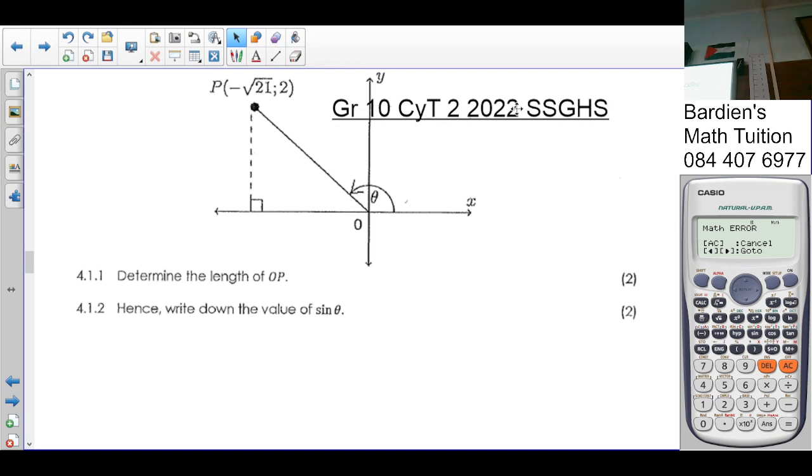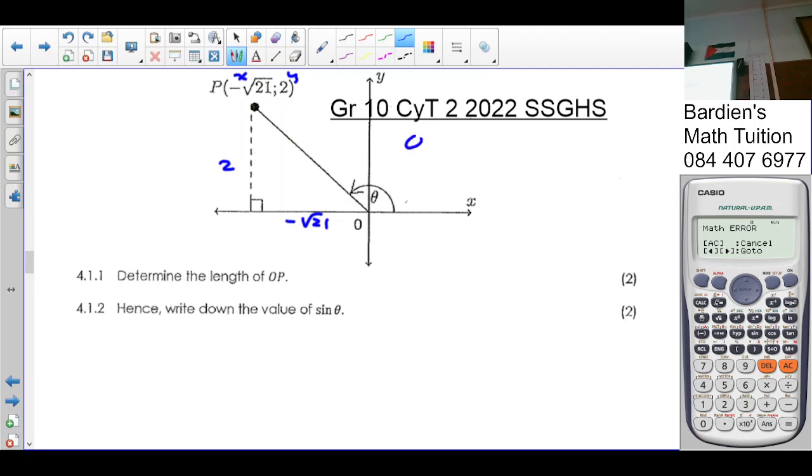So question 1 says, okay, so firstly, this is an x and a y. So x is negative root 21, y is 2. So how do we calculate OP? By using Pythagoras. So OP squared is equal to 2 squared plus negative root 21 squared, which is 4 plus 21, which is 25. The square root thereof is going to give you 5. People, for the hypotenuse or your radius, that length will never be negative.